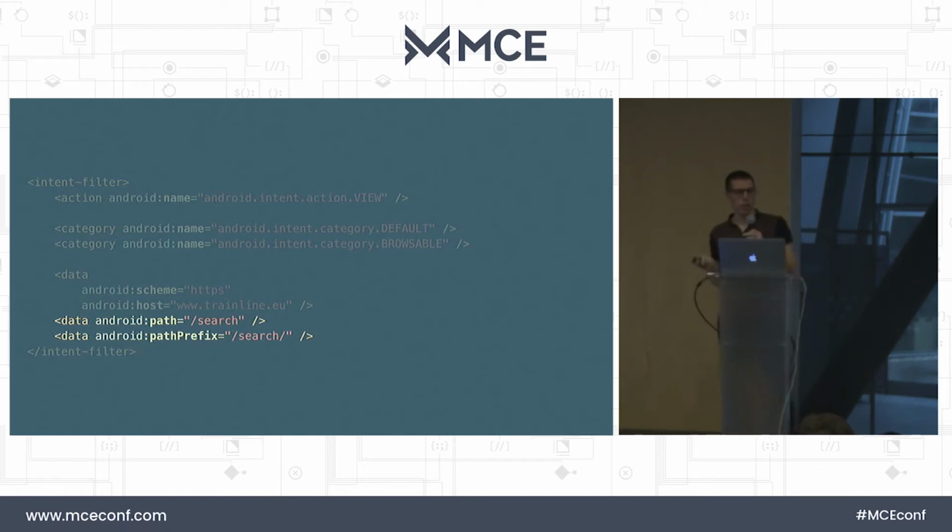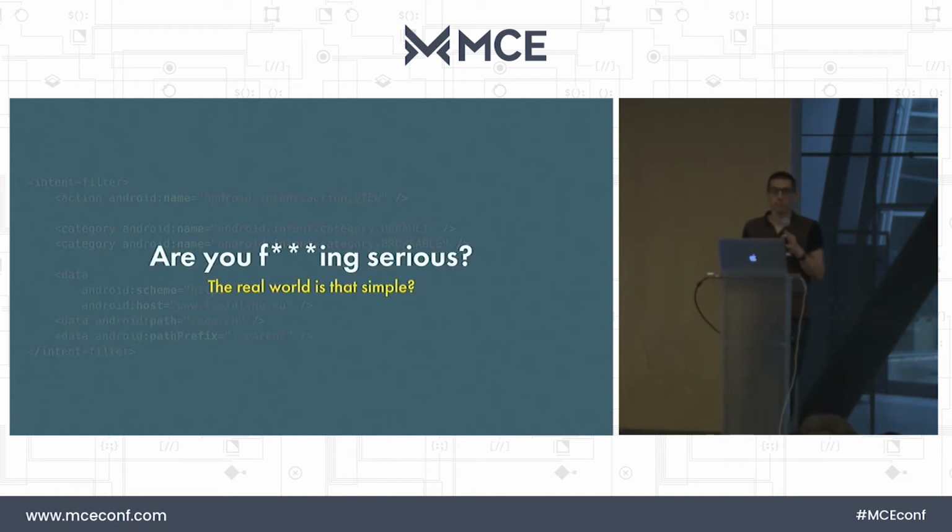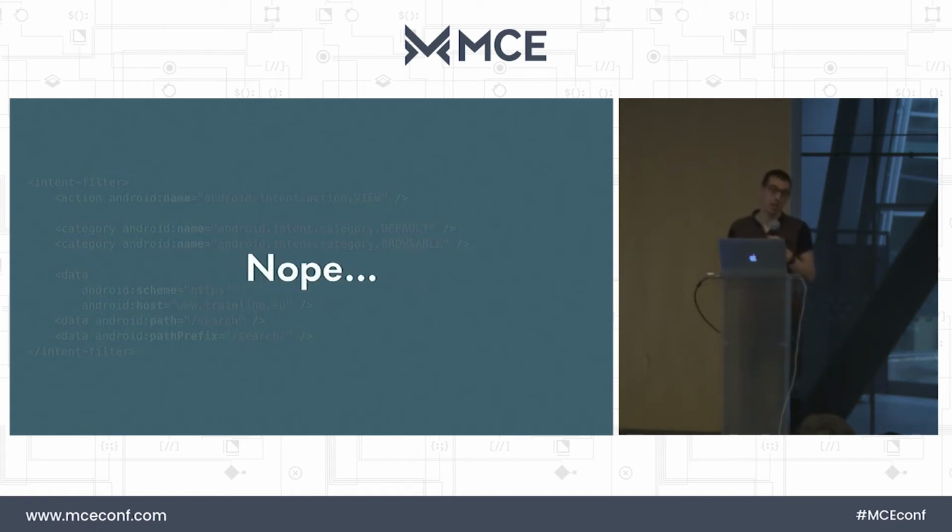You can also use path pattern in intent filters, but you can go to the documentation. You can also have a mime type and a port if you want. But basically, when you're catching links, that's it. So you can tell me, is it that simple? Well, actually, in real life, it's not that simple.